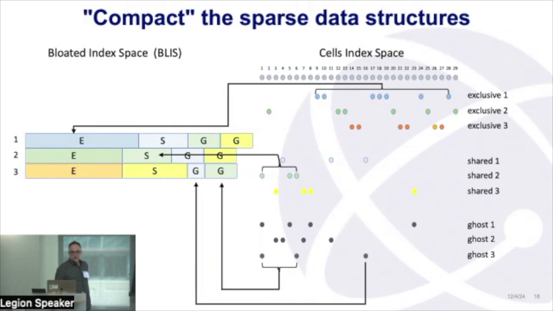So what FleCSI does with Legion on the left is make a 2D index space, where each row is one color of the partition. All the exclusive cells are packed together at the beginning, followed by all the shared cells compact, and then the index space is extended or bloated by including a copy of all the ghost data needed for that color.